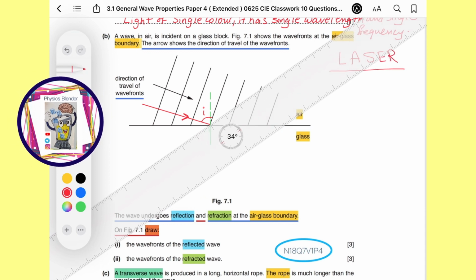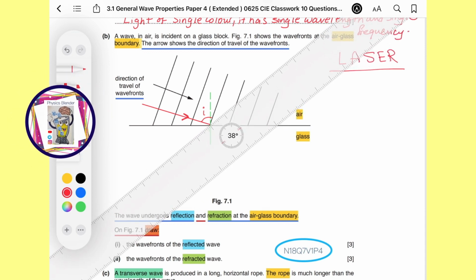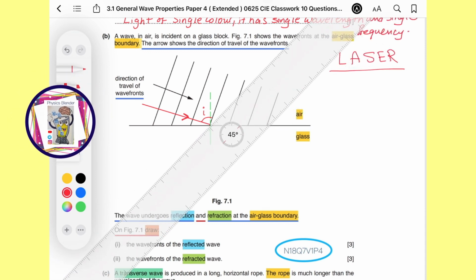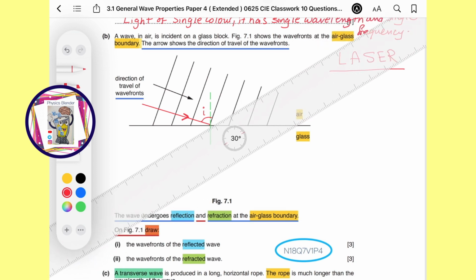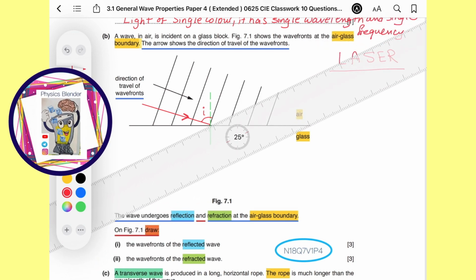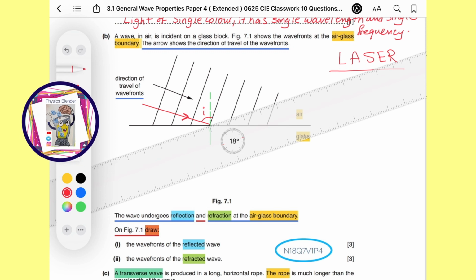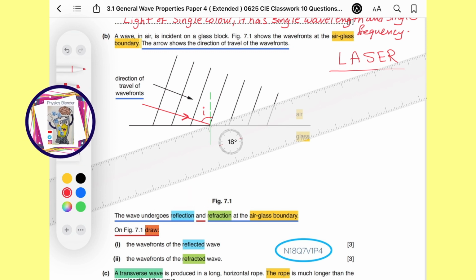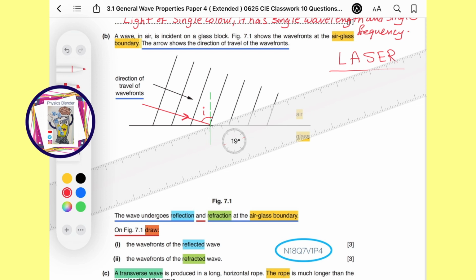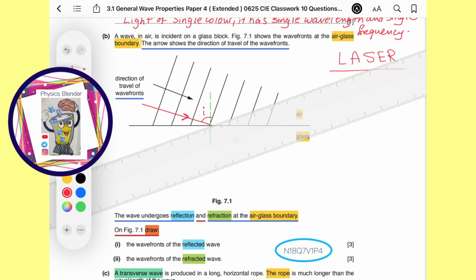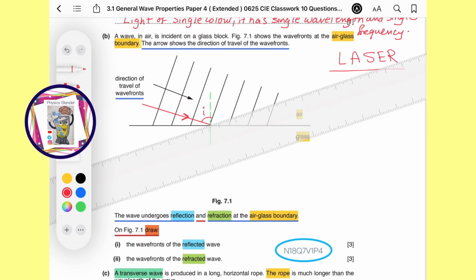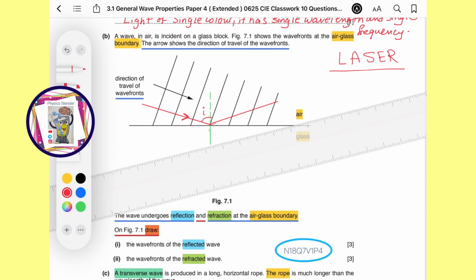So you will not draw the reflected ray or the direction of reflected wave like this or like this. You have to draw the reflected ray or the reflected wave so that the angle of incidence is equal to the angle of reflection.